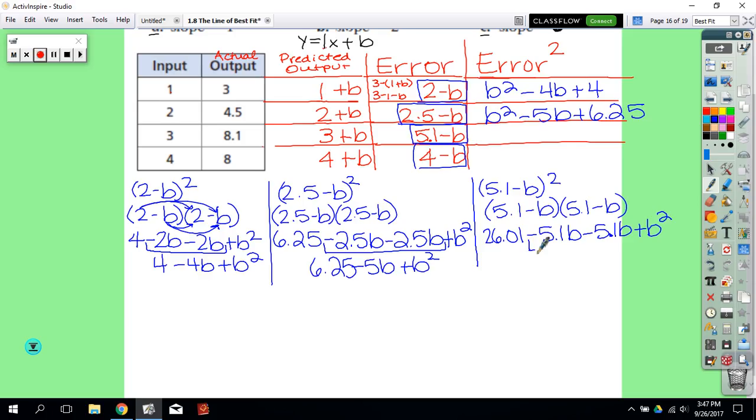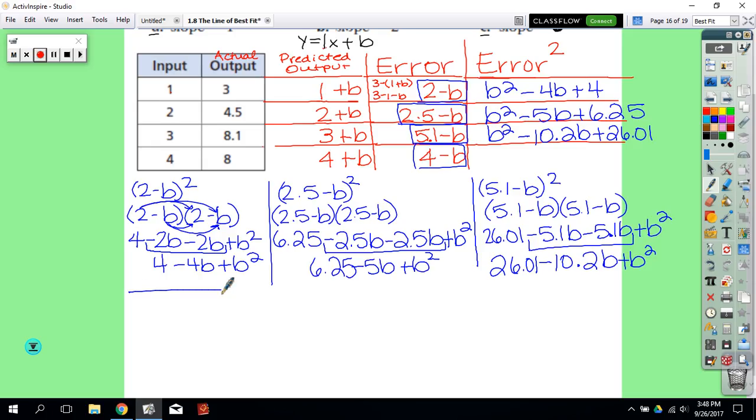So now combine like terms. Negative 5.1 and negative 5.1 is negative 10.2b plus b squared, and then 26.01. And then I'm going to just write it in reverse order up here. So b squared minus 10.2b plus 26.01.